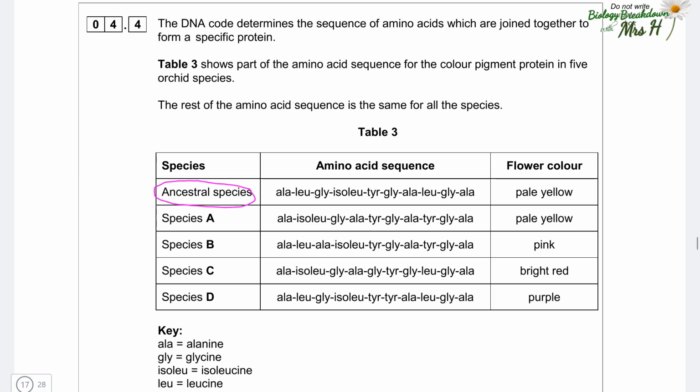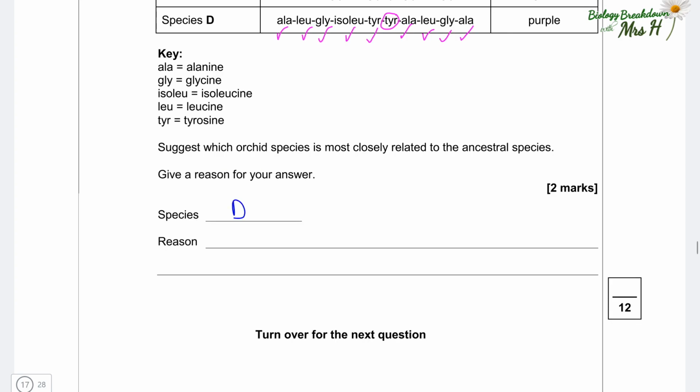So let's have a look at the amino acid sequence of the ancestral species. Basically, we've got to find the one that is most similar to that. And as I look down the rows, my eyes are drawn to species D. And if we look, ALA, yes. LEU, yes. GLY, yes. ISOLEU, TYR, yeah. But we've got a difference here with this amino acid, and then all the other amino acids are the same. If you look above at A, B, and C, there are more differences between those and the ancestral species. So D is the species, and it's because only one amino acid is different.